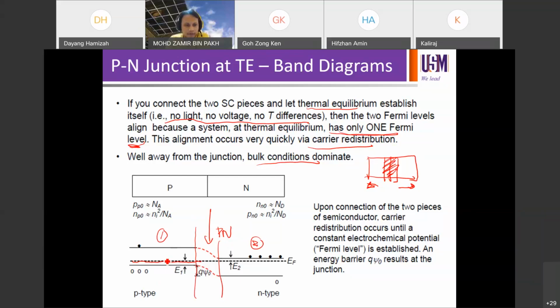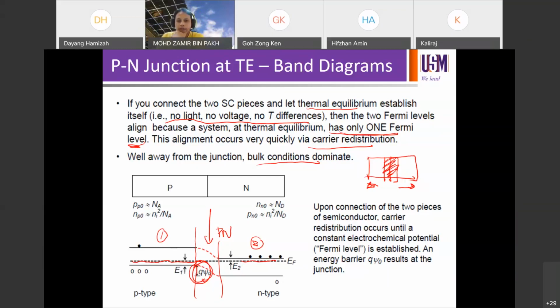You can see the Fermi level of the P-type is still staying near the valence band edge, and the Fermi level for the N-type is still staying at the conduction band edge, but the bands actually adjust themselves, so you're going to have some bending in the middle in order to align the Fermi level, right? So we're going to end up with a single Fermi level, and we're going to have a barrier height formed at the junction, which stops the transport of the carriers to the neighboring region, right?